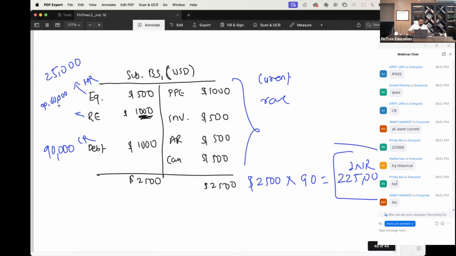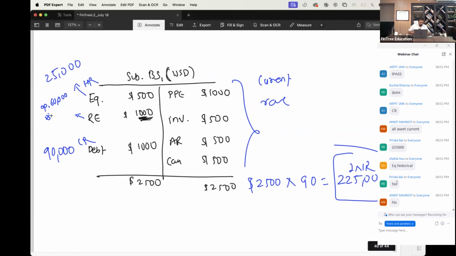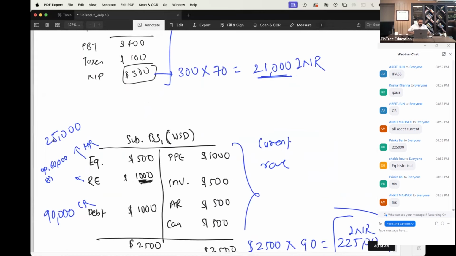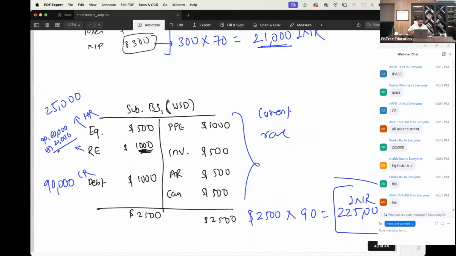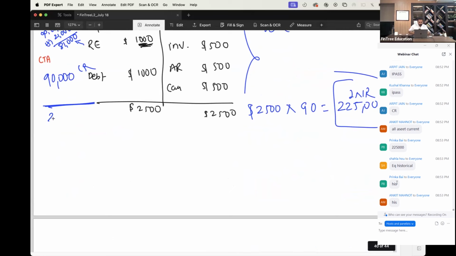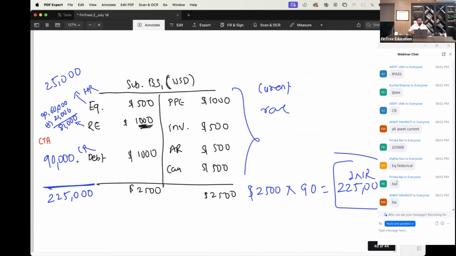To opening retained earnings of 60,000, I add the profit for the year, which is 21,000, so this value becomes 81,000. Now, to make the balance sheet tally, I need to throw in the CTA number such that the total is 225,000. How will I calculate that? 225 minus 90 minus 81 minus 25. How much is that CTA number? 29,000. So we've had a gain here.